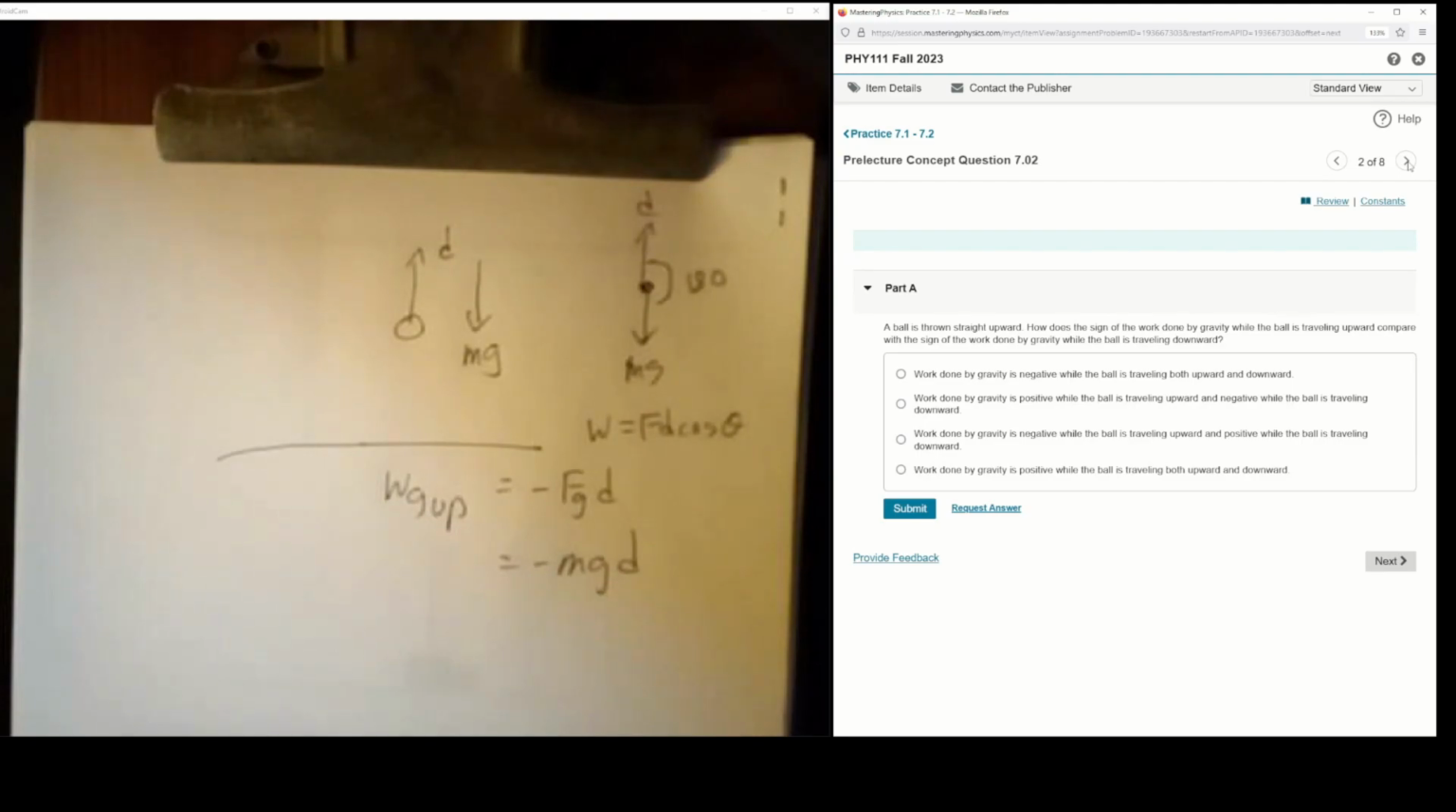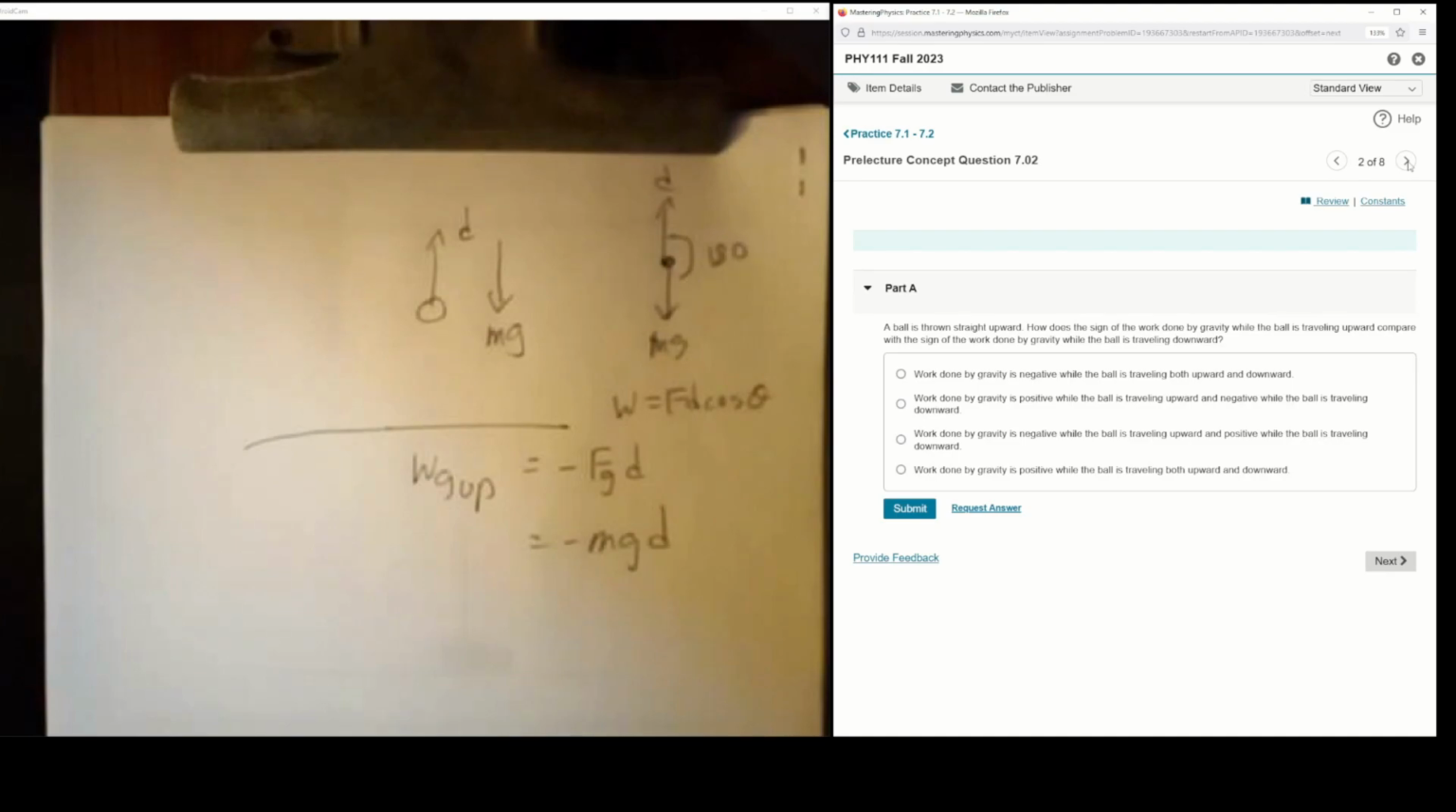Gravity is taking away energy. And that's why the ball eventually slows down, because it's losing its energy as gravity takes it away. Remember, the minus sign means you're taking away that energy. And that's why the ball eventually slows down and falls back to the ground. It loses its energy.